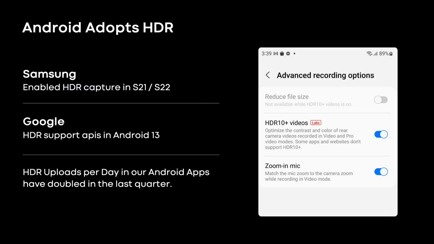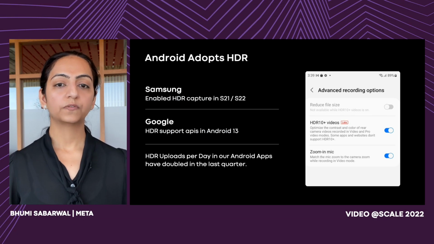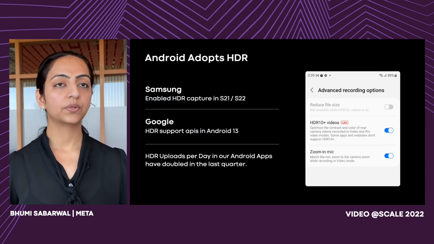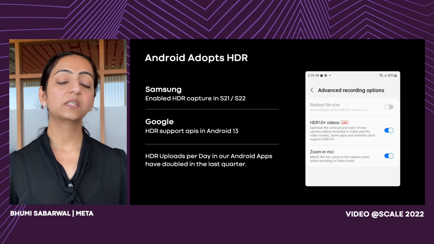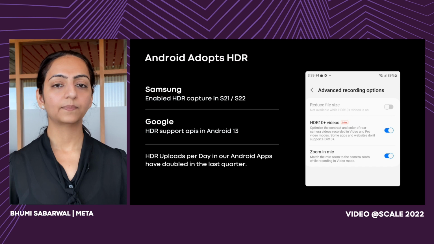So how about HDR on Android? Android is slowly adopting HDR. Samsung introduced HDR capture option in their native camera with their S21 and S22 flagship phones. This is available as an advanced recording option, and it's not the default capture option though. Google also now offers HDR support APIs to allow application developers to capture, transcode, and edit with Android 13. HDR uploads continue to increase in our Android family of apps, and hence it becomes crucial to handle the content correctly.